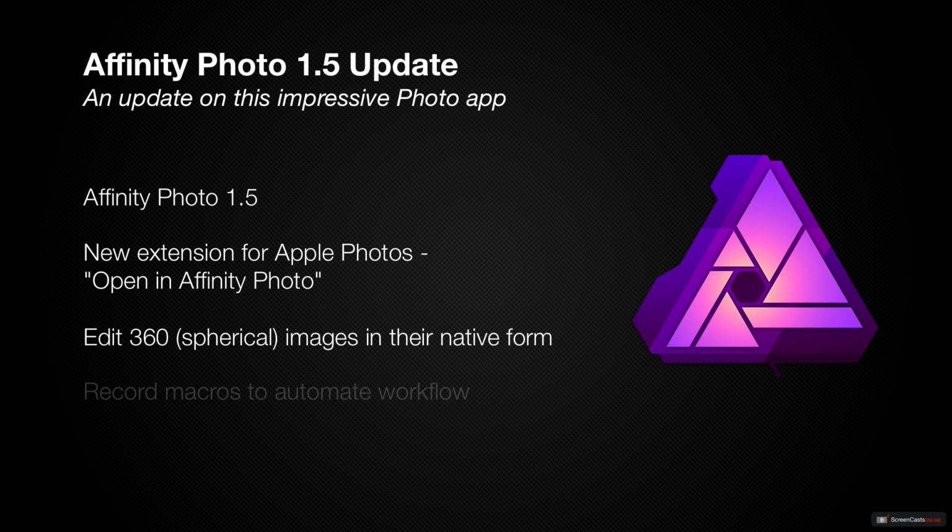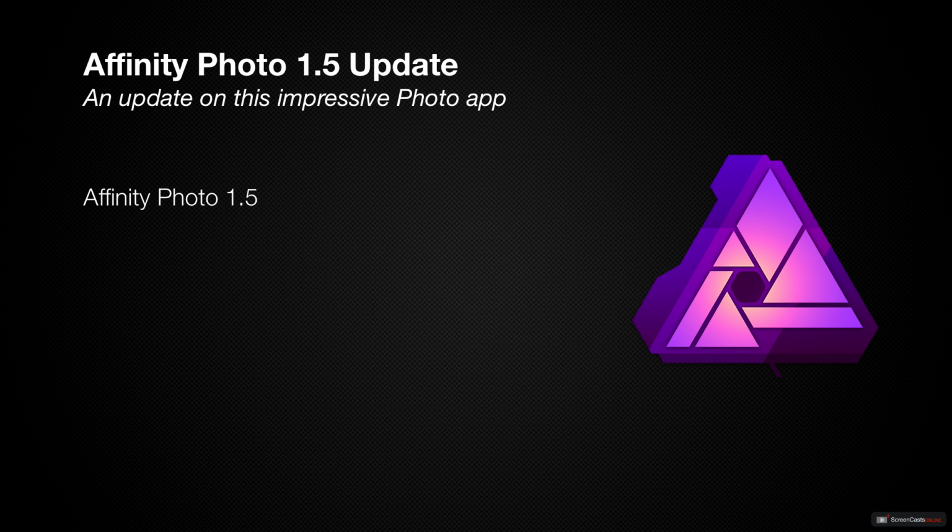You can record macros to automate what you're already doing in Affinity Photo. This sounds really hard and complicated, but it's actually really easy and intuitive, and I'll show you how it works. You can do batch processing. Maybe you just want to resize a set of images. That's really easy with batch processing in Affinity Photo 1.5. Or you can be a little more advanced and apply your macros to that set of images. Batch processing is also really easy and intuitive.